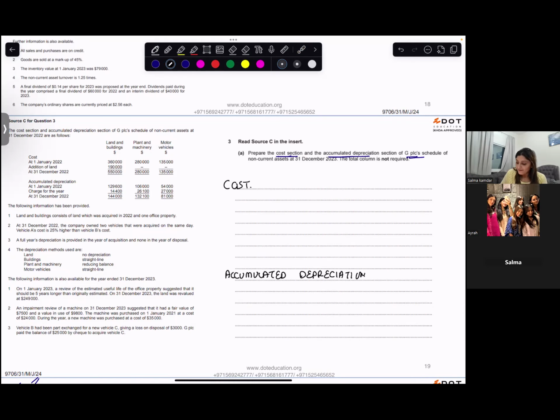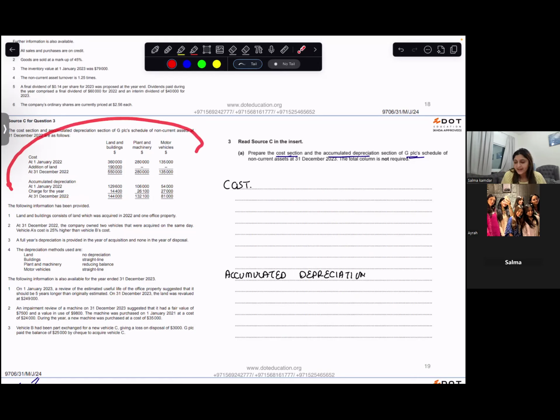I will have the opening balance, additions, closing balance. Even for accumulated depreciation, I have the opening balance and I have the charge for the year. Can you tell me what you mean by charge for the year? It is the depreciation that you charged during the year, the depreciation of the current year. And then you have the closing balance.